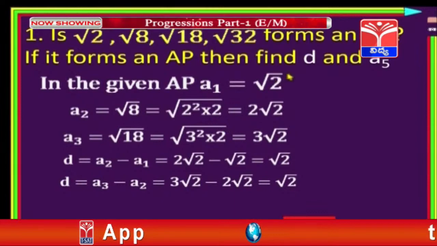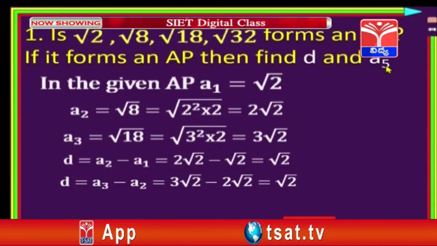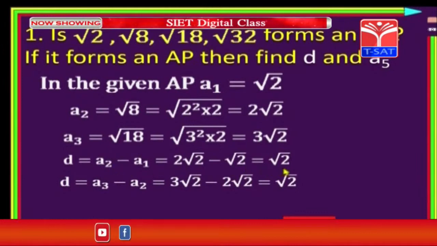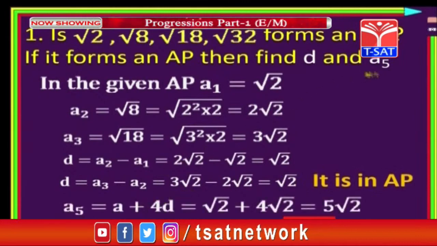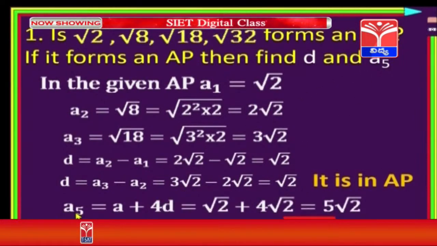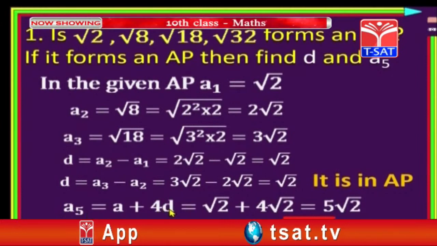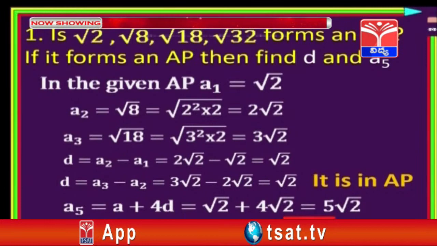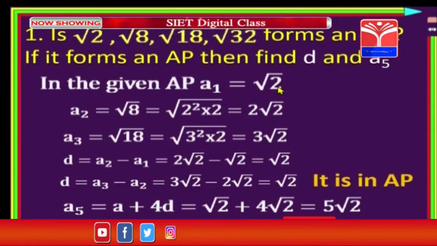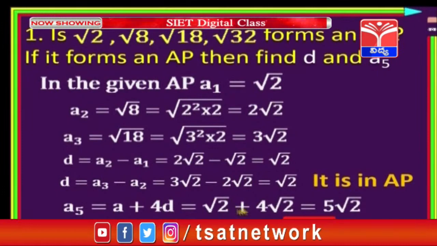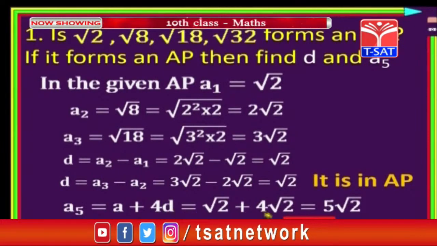What is our question? We need to find the common difference d and the fifth term. Just now we have seen how to find the common difference. The common difference is root 2. How can we find the fifth term? By using the formula a_n is equal to a plus (n minus 1) into d, we get a5 is equal to a plus 4d. We got the a value, that is the first term root 2, substitute here, plus 4 into the d value, which is root 2.